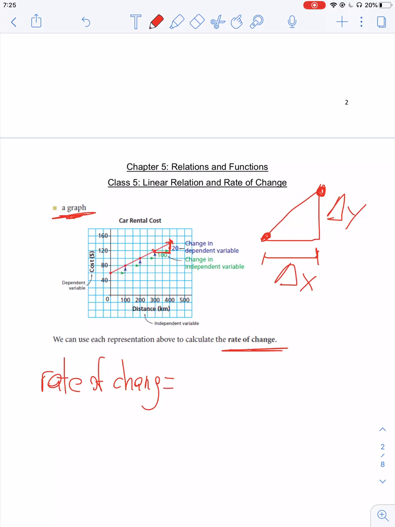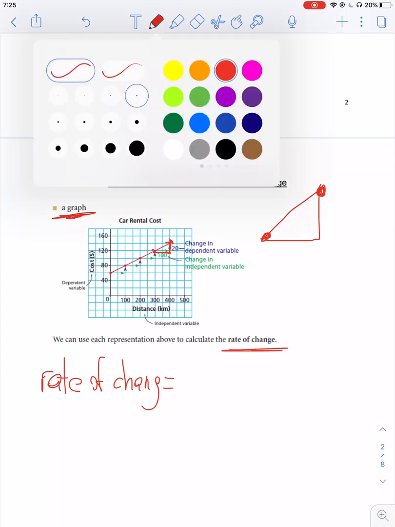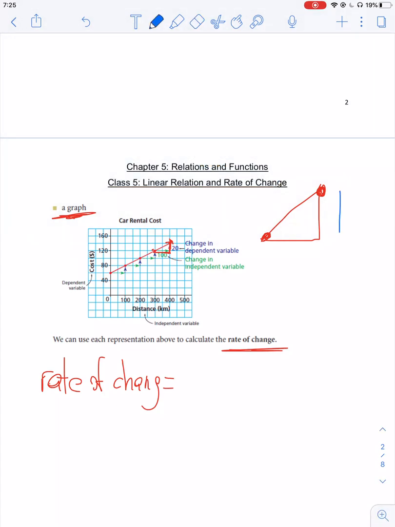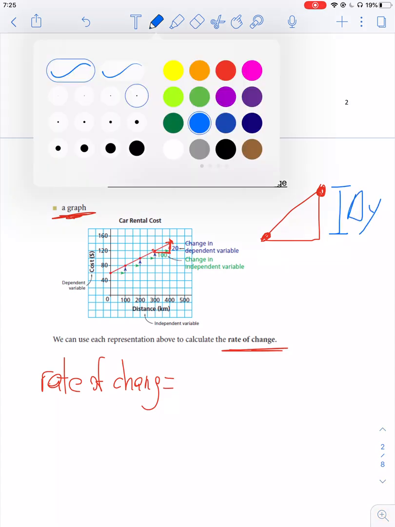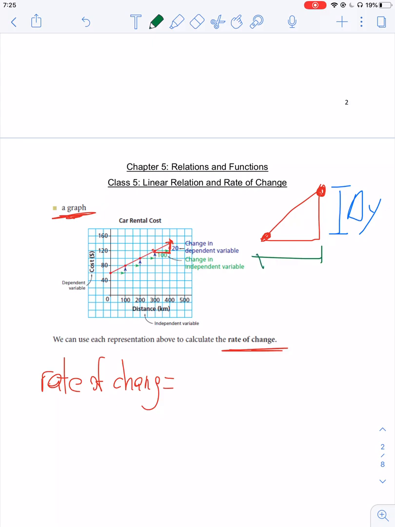Let me be consistent with my colors from what you see in the diagram over here. So let's erase this. The change in y over here is given in blue, so change in your y, delta, and then this is given in green. When we do examples, this will hopefully make more sense. It's always the change in y over the change in x.